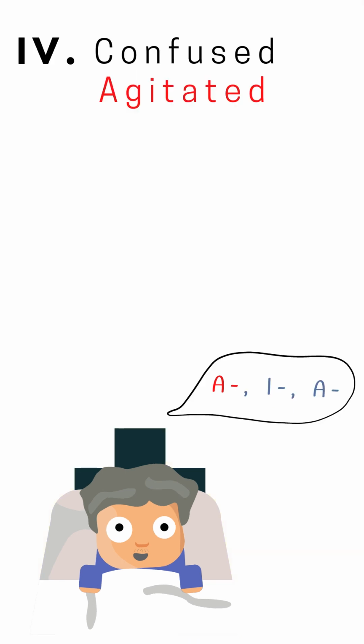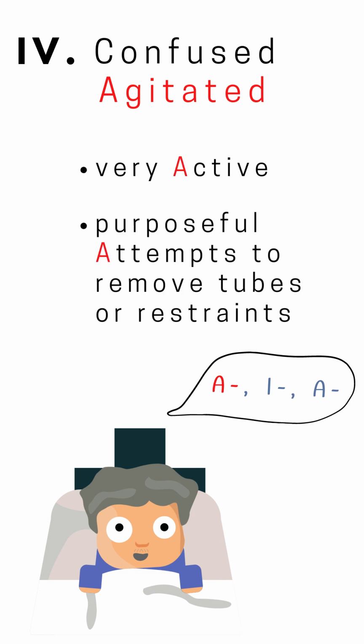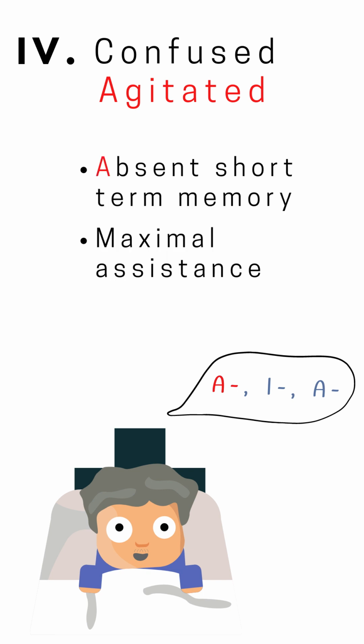Is confused, agitated. Level 4. When you're agitated, you are very active, always moving around, attempting to remove tubes or restraints. There is absent short-term memory, and the patient needs maximal assistance.